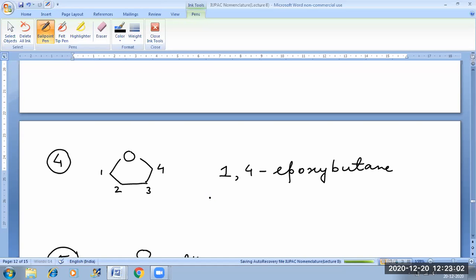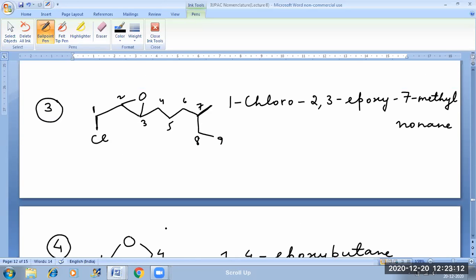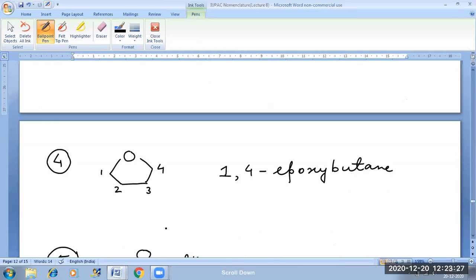Fourth one. Sir, can you show the third one just for a second? Okay, sir. Done. Done, sir. Fourth one. Again, longest chain and so on. So between 1 and 4, now you have oxygen. So 1,4 epoxybutane.